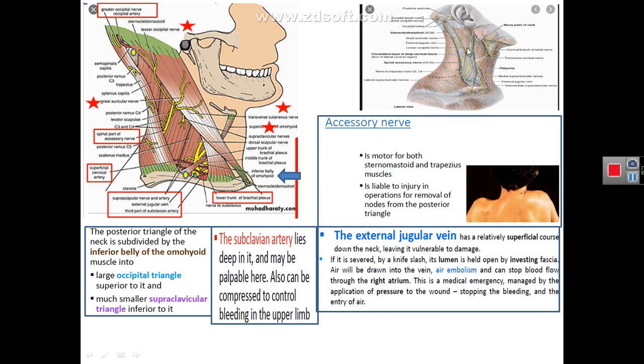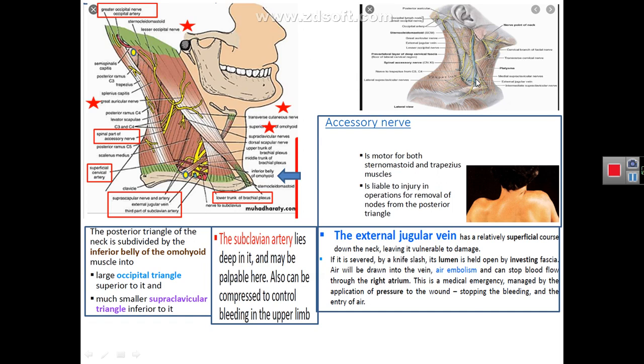If someone is standing and has a wound in the external jugular vein, by gravity the blood will fall down and air will be sucked inside the external jugular vein. This air will enter via the external jugular vein to the subclavian vein, to the superior vena cava, to the right atrium. This is a superficial vein, and it could be injured easily in accidents.